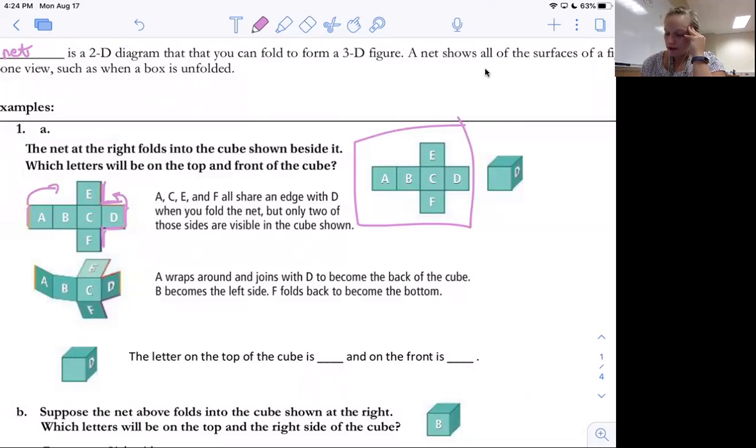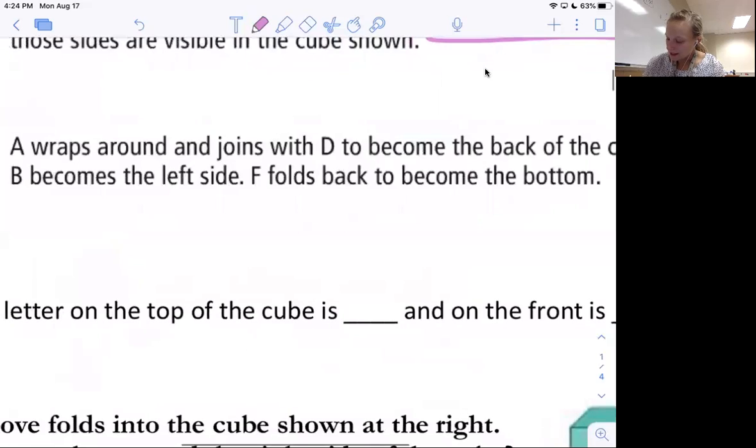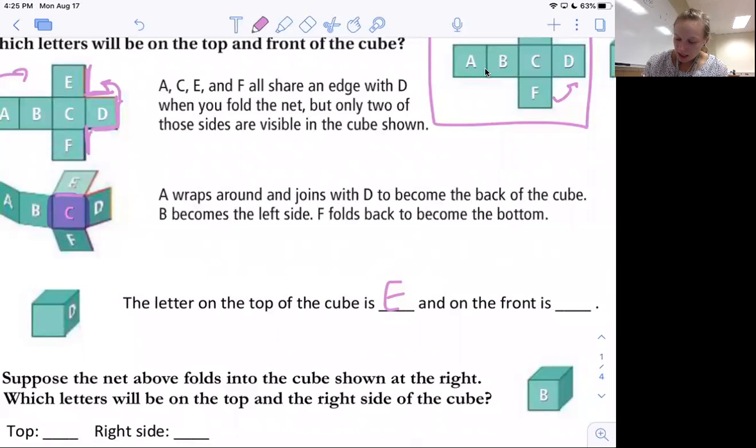We will only visibly be able to see 2 of those sides when we look at the cube. I want you to think about, as we wrap around this C right in the front, that's a solid that looks a little bit different because I'm folding everything else back behind it. A wraps around, joins with the D to become the back of the cube. B becomes the left side. F folds down to become the bottom. If F is at the bottom, then E, as in elephant, should be at the top. On the front, we kept C centered, and it looks like a D is still there on the right side, so this front face should be C as in cat.